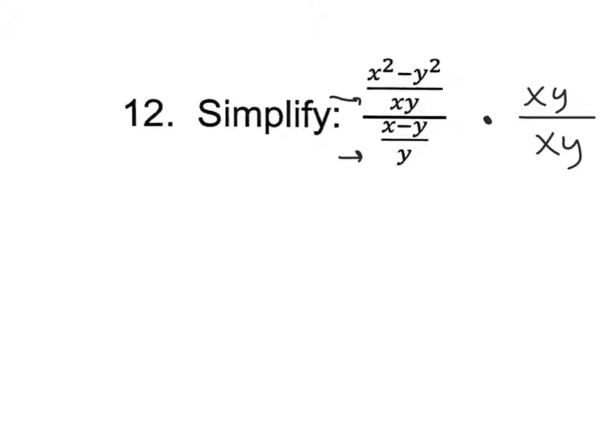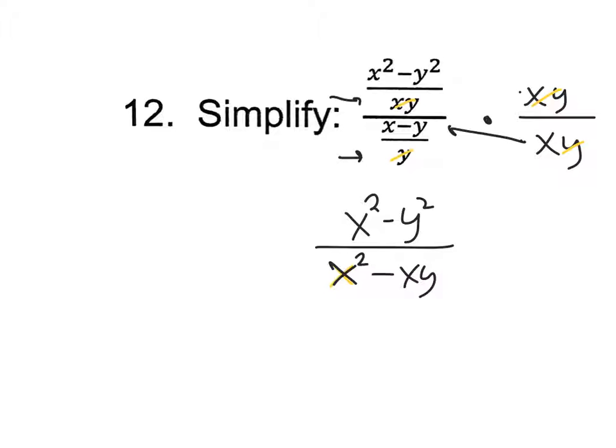And what's going to happen is, in my numerator, the xy is just going to cancel. So I'm just going to bring down the x squared minus y squared. In my denominator, the y is going to cancel, which will give me x squared minus xy. Because what I'm doing right there is I'm multiplying, after I cancel, I'm multiplying with the numerator. Same thing here. When I canceled that, it was 1, so nothing changed.